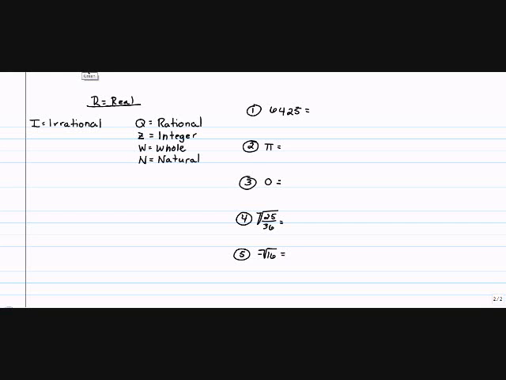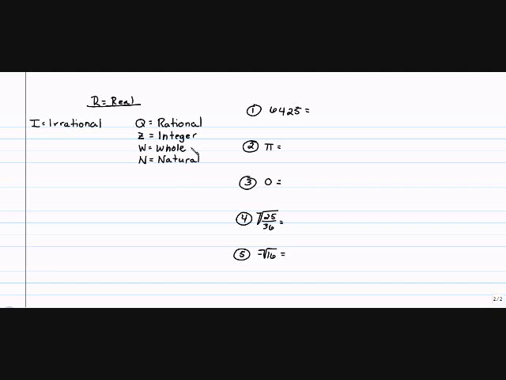Here are some more examples of classifying numbers into number sets. Okay, I set it up. All of these are real numbers. Remember, we're dealing with numbers we see, numbers that are on a number line. They're either irrational or they're rational. If they're rational, they're either integers, wholes, or naturals.